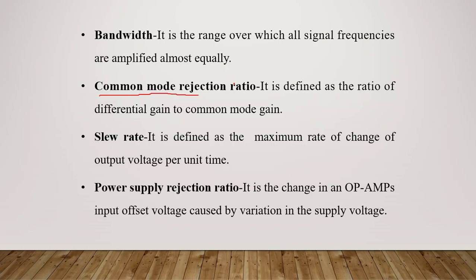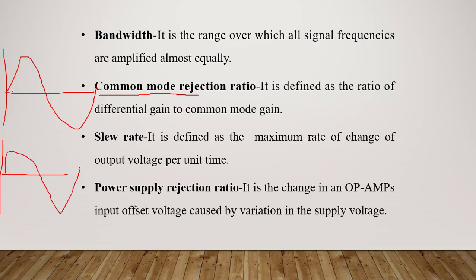Okay, that means if the input is something like that, yes or no? We usually say if you give input, suddenly I have to get output like this if it is non-inverting. Yes or no? But it is not so in the practical case. It will take some time to produce that. Okay, this time taken is known as slew rate. That means how much extra time is taken for the output to follow the input.